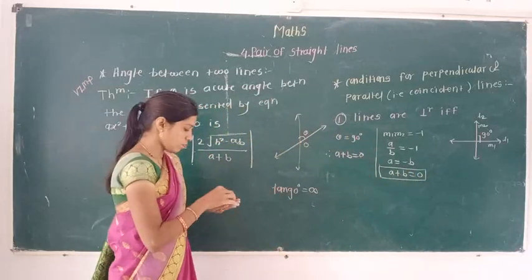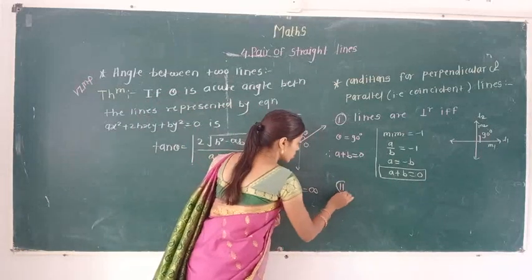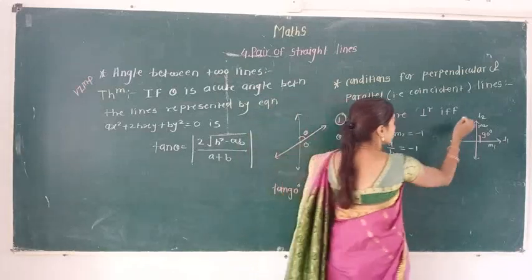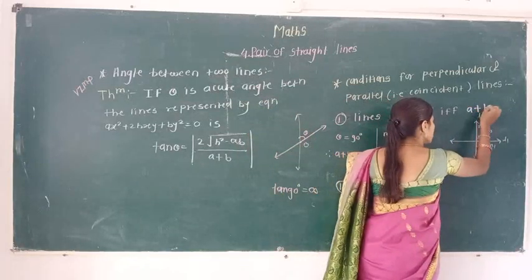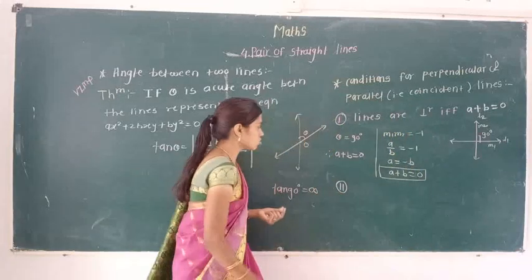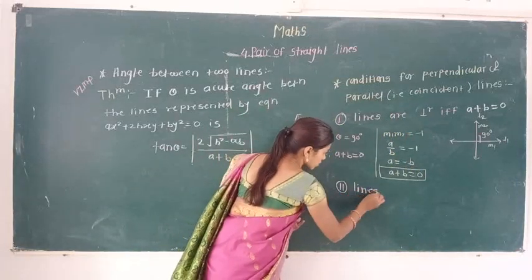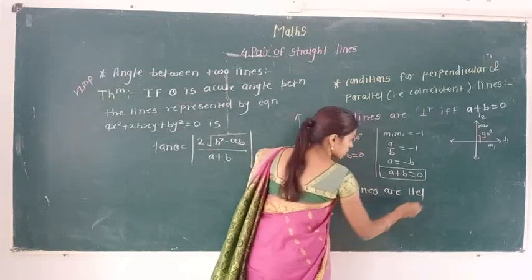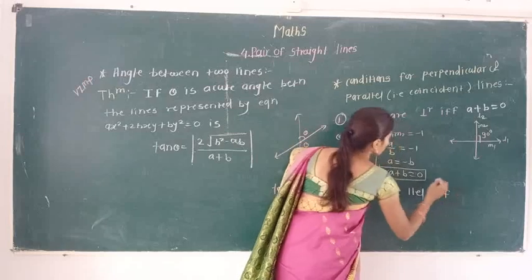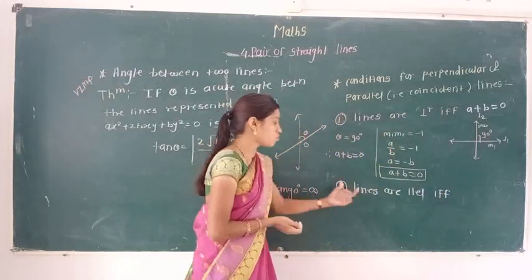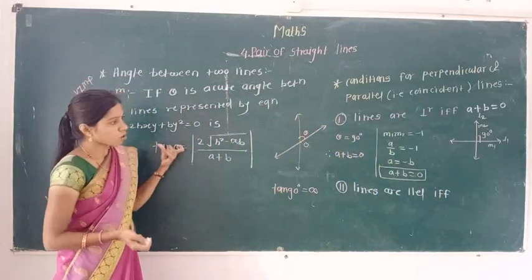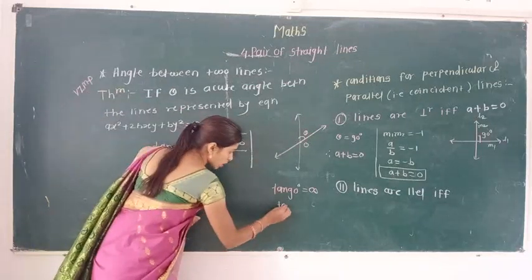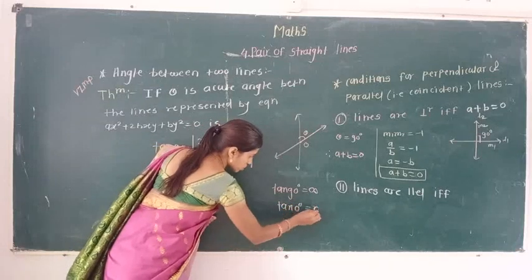Okay, now see the second condition is here. The first condition is lines are perpendicular if and only if a plus b is equal to 0. Now second condition is lines are parallel if and only if. Find out the condition of a parallel line. So we know that two lines are parallel. Angle between two parallel lines is here 0. And we know that the tan 0 is 0.